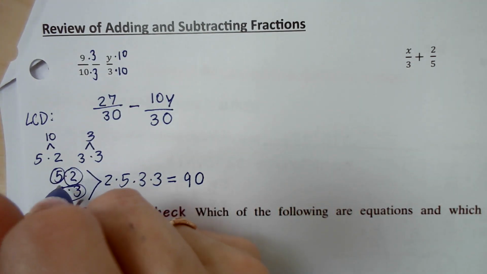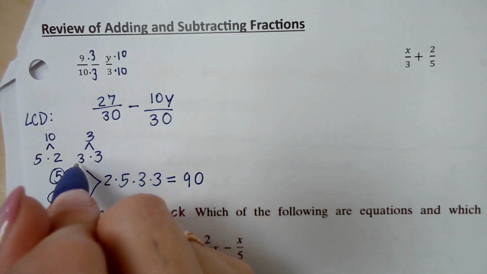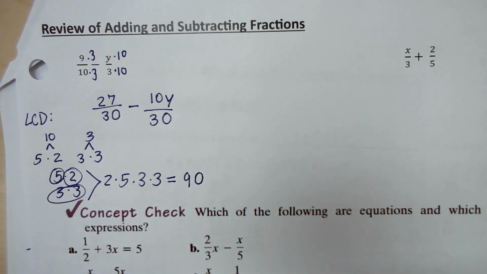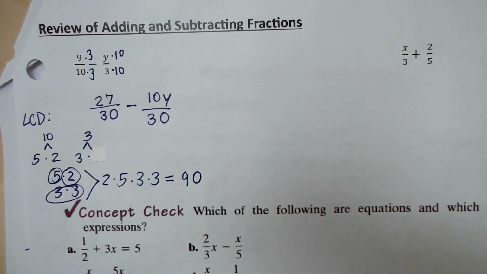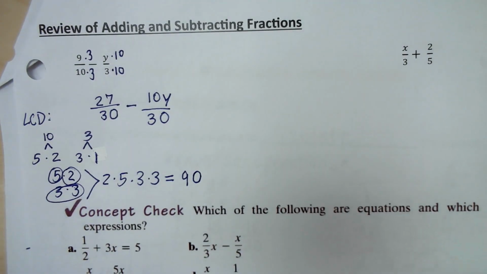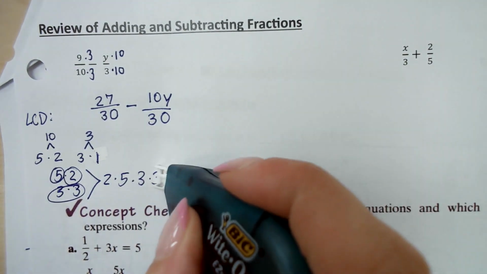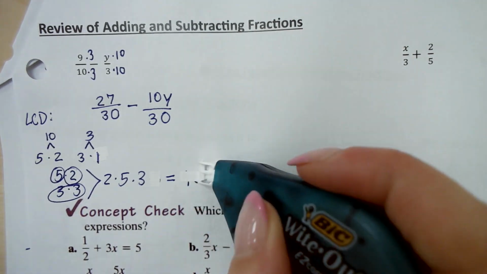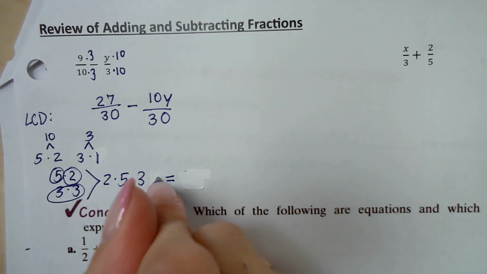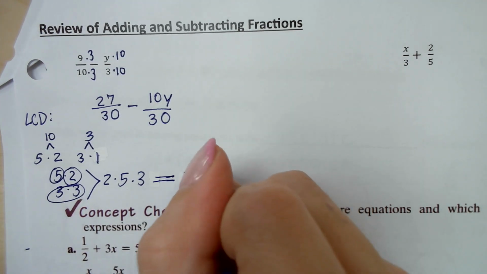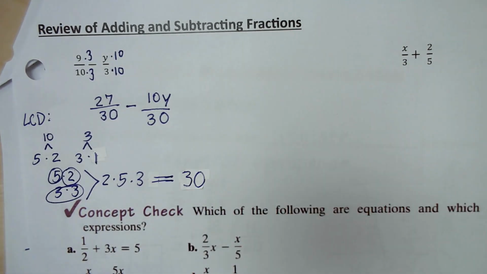And this is a good example of some of the things I saw on the quiz. Look at this mistake. This is so silly. 3 is really just 3 times 1, not 3 times 3. So then our LCD is just 2 times 5 times 3, and that equals 30.